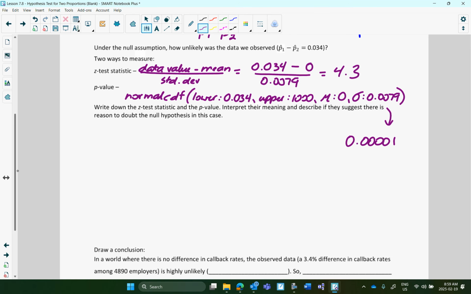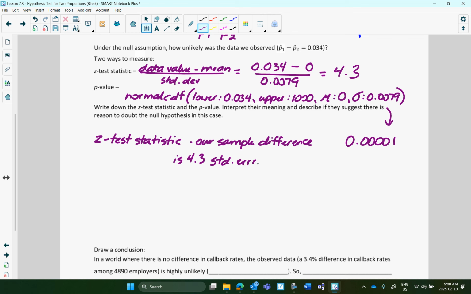So to interpret, the z statistic tells us our sample difference is 4.3 standard errors away from the null value, the assumed value, which we said was 0.